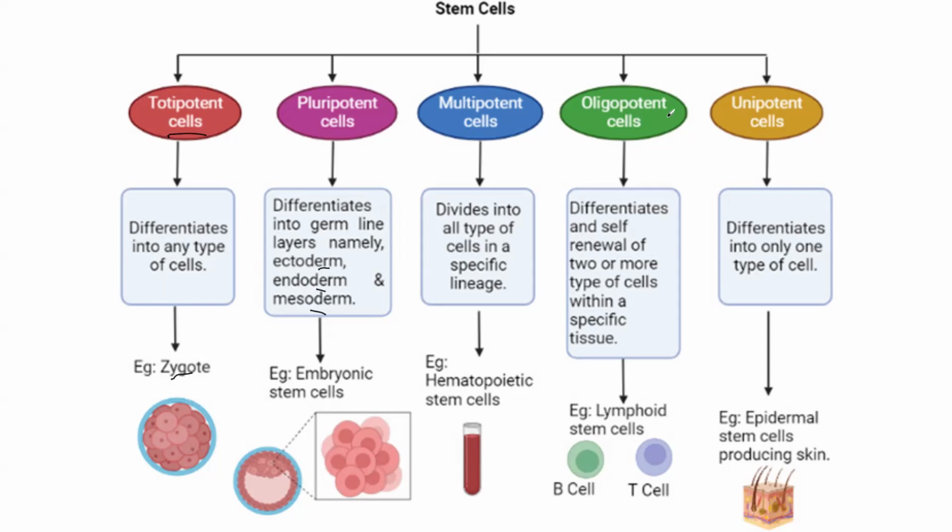Then we have oligopotent stem cell. So oligopotent stem cells also have the ability to undergo self-renewal, and will differentiate into only two or more types of cells within a specific tissue. And an example of these oligopotent stem cells is lymphoid stem cells that have the ability to produce B cells and T cells. Then the next one is unipotent. From the word unipotent stem cells, it means that they differentiate into only one type of cell. That is why they are called unipotent stem cells. And for examples, we have epidermal stem cells that have the potential or ability to produce skin cells.